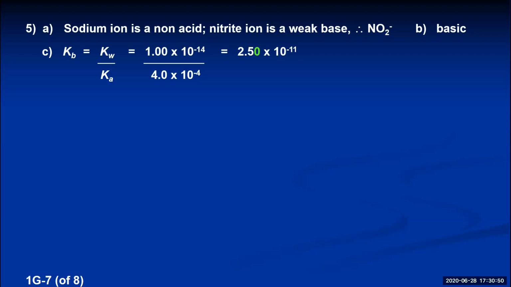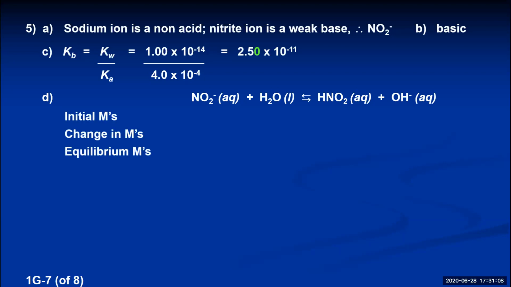Now, part D, calculate the pH of the solution. We have to write the hydrolysis reaction for the nitrite ion acting as a base. So Bronsted-Lowry definition, what does it do when it reacts with water as a base? It accepts a hydrogen from the water, turns into HNO2 and a hydroxide ion.